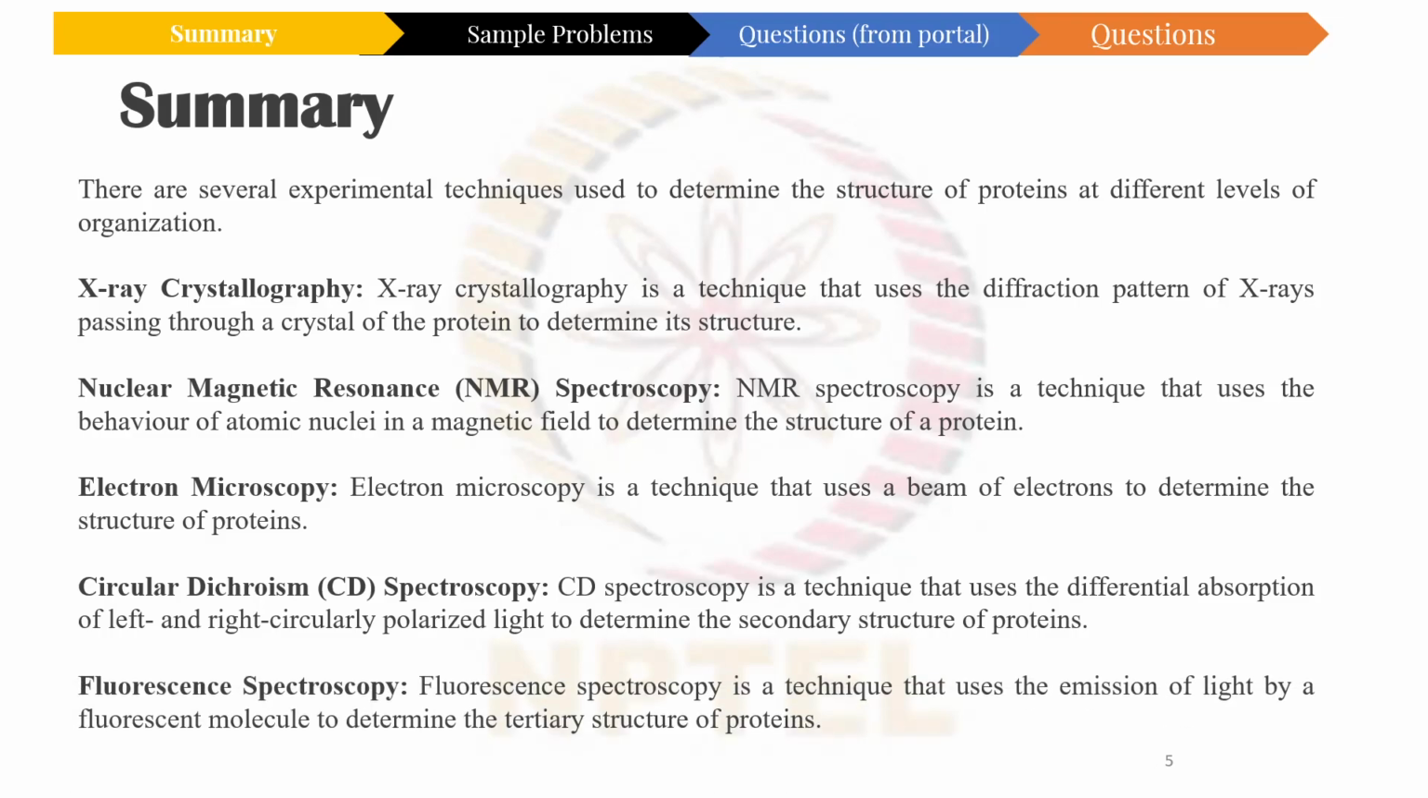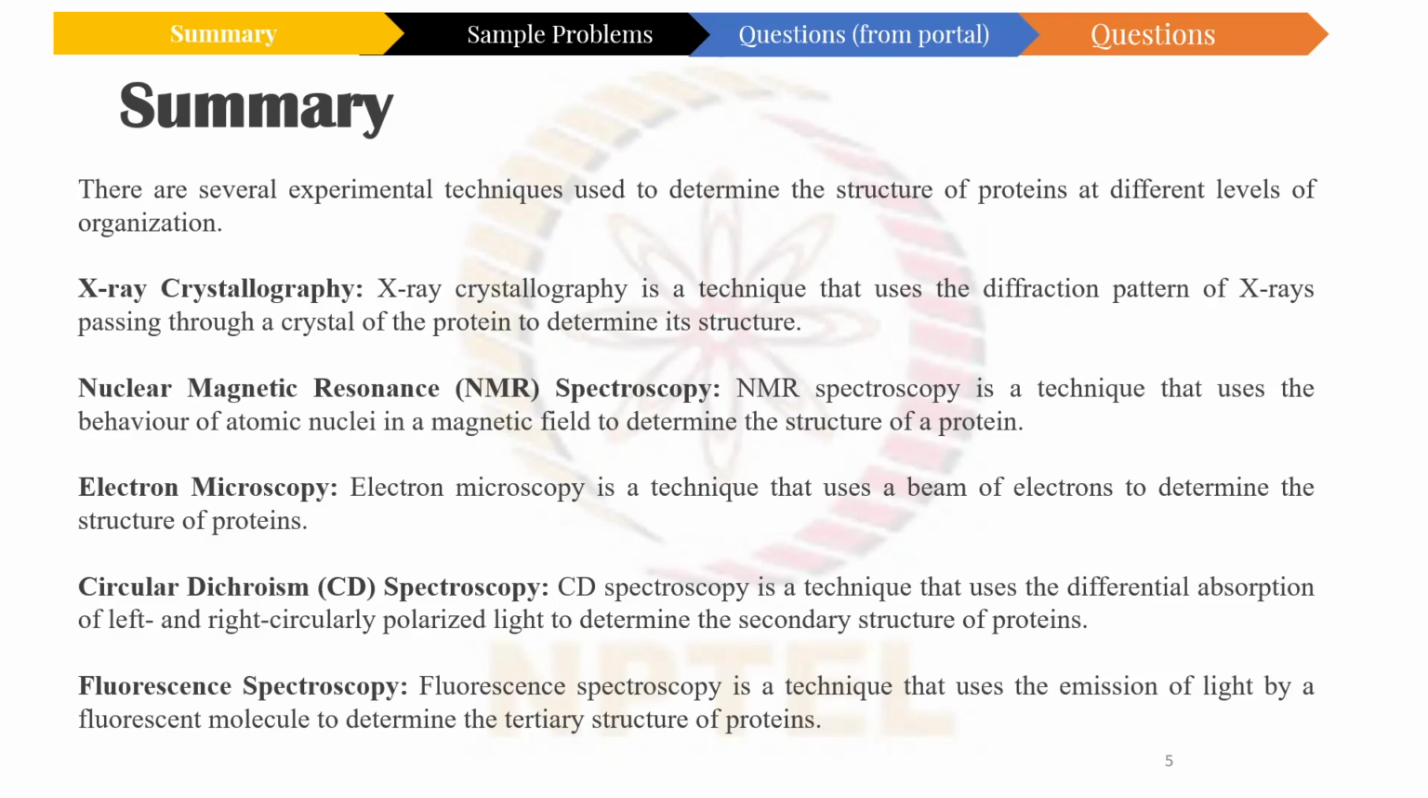The last one is fluorescence spectroscopy, which uses the emission of light by a fluorescent molecule to determine the tertiary structure of the protein. Here, the protein is labeled with a fluorescent probe and then a beam of light is passed through it. The emission of light by the fluorescent probe is then measured and the data is used to determine the 3D structure of the protein.